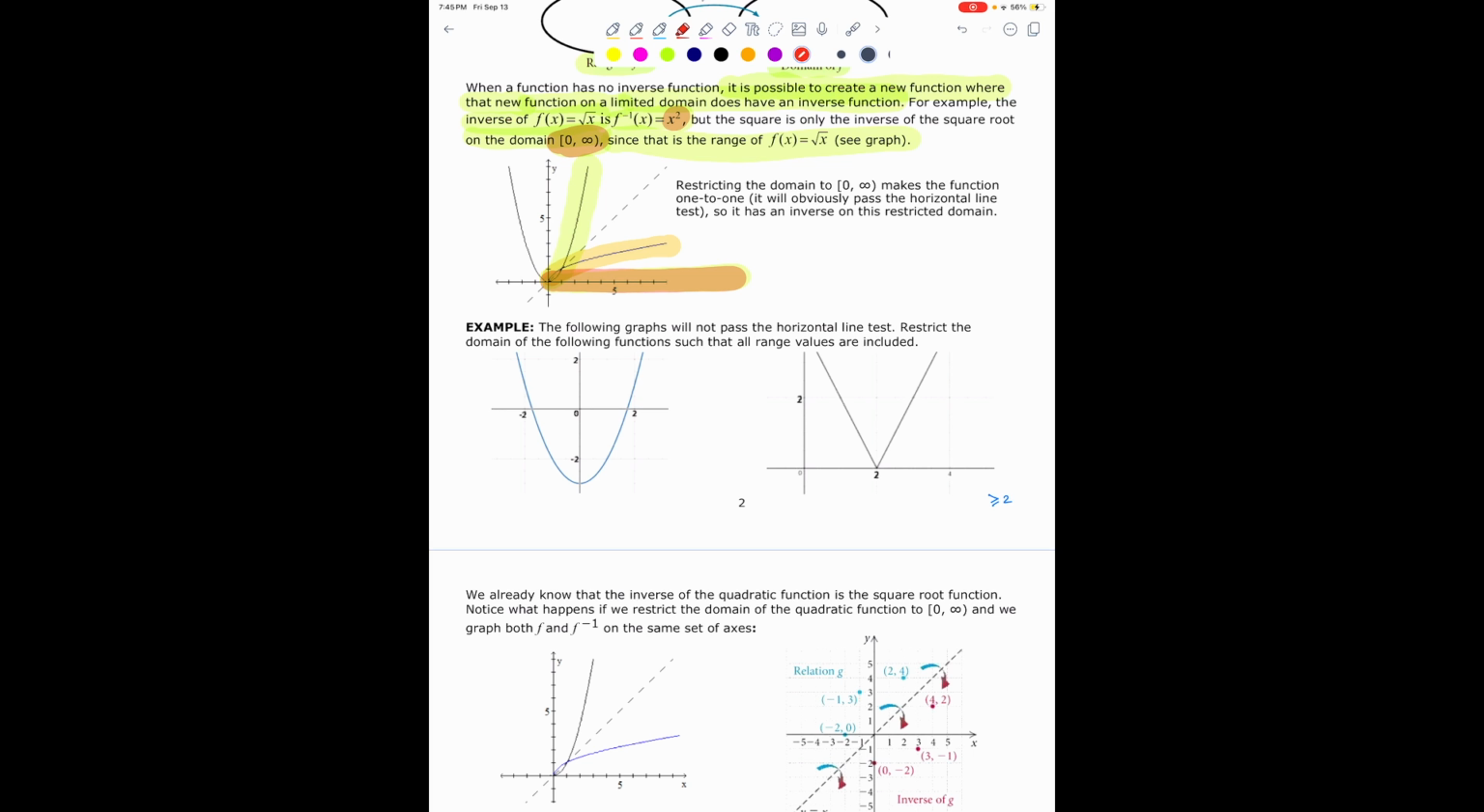So in the first case, I can take half of the function. Notice how the domain I restricted this function to is from 0 to positive infinity. So I'm going to restrict it from 0 to positive infinity. For the second function, I will just take half of it, which, if you look at it, is restricted from 2 to positive infinity. So I'm going to restrict the domain here from 2 to positive infinity.